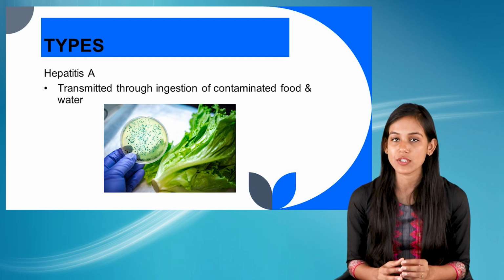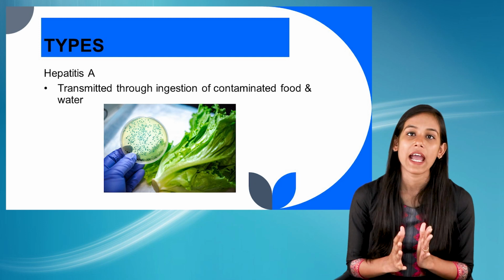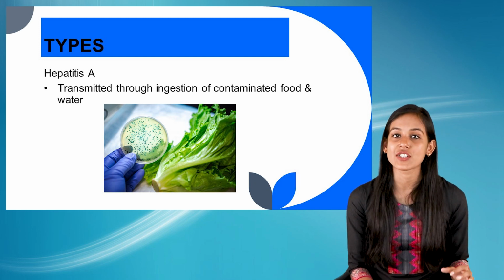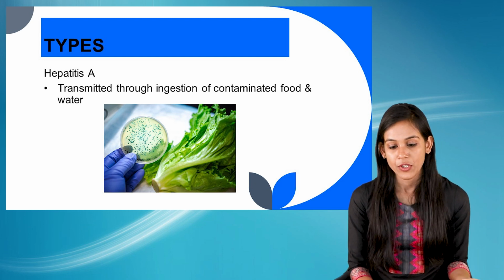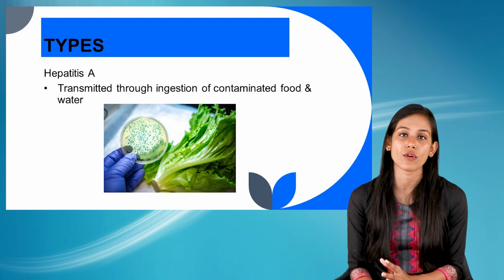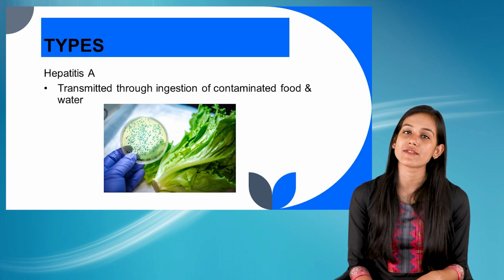So the transmission happens through ingestion of contaminated food and water. So what you can understand is that the transmission is actually through the fecal-oral route, right? And this is the most common cause of acute viral hepatitis, right? Now, who will be at risk?